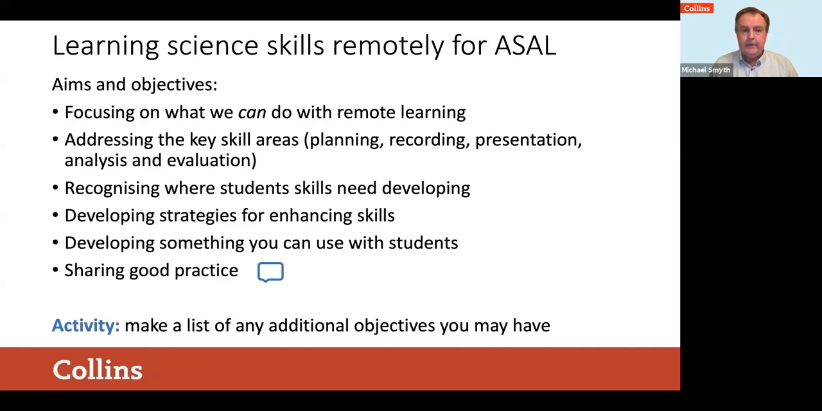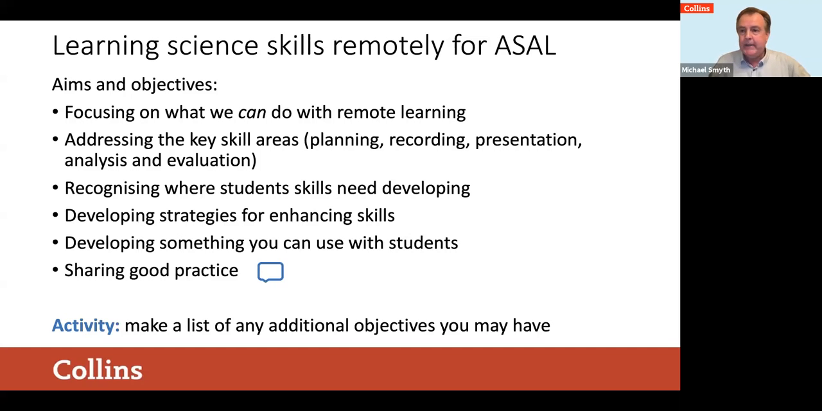I'll draw attention to the first point because we want to be positive today and focus on what we can do with remote learning. We all know what's not possible to do, so we don't want to get down into moaning and complaining about that. We want to be positive and think what we can do to help our students. I also want to draw attention to the second to last point, developing something you can use with students.